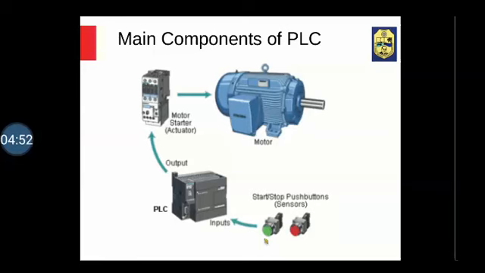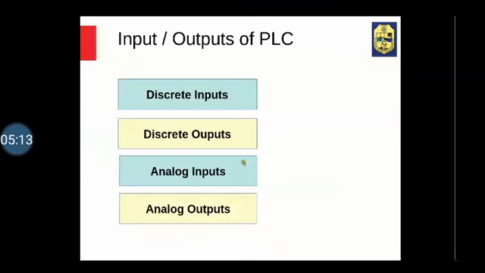This figure shows the main basic components of PLCs: inputs, push buttons or sensors, then main PLC block, and output can be actuators, relays, lamps. In this case, it is a motor starter which is used to operate AC or DC motor.